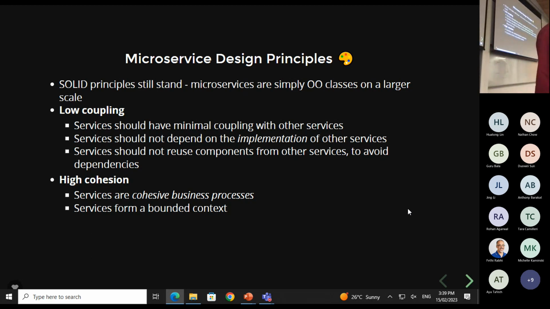The next thing we want is high cohesion. So as I said before, services form a bounded context and they are cohesive business processes.